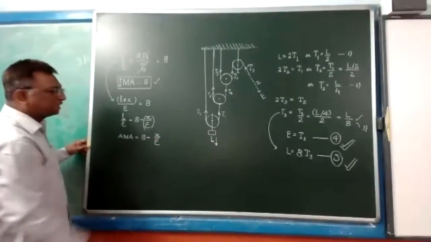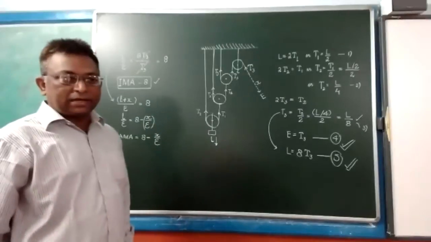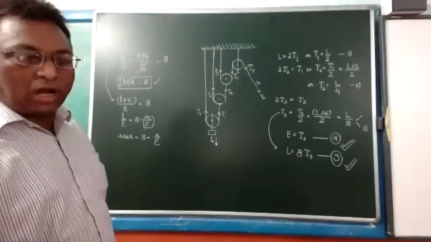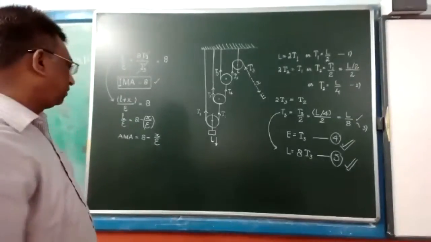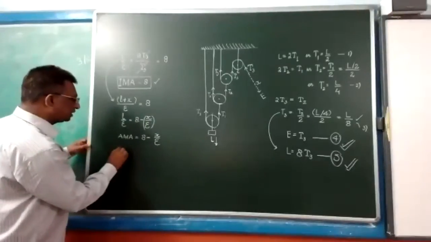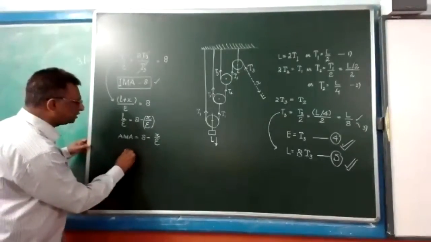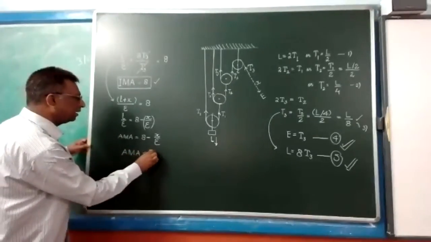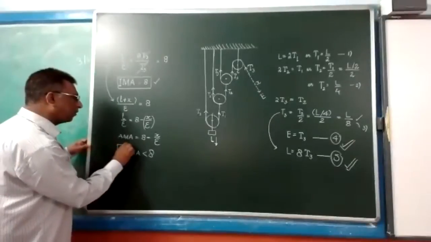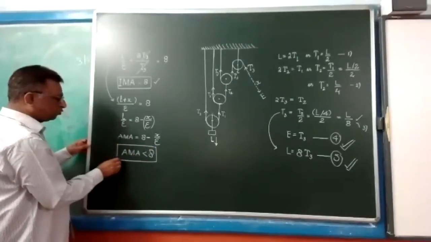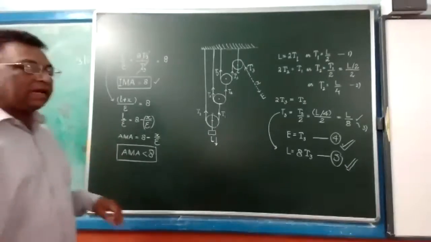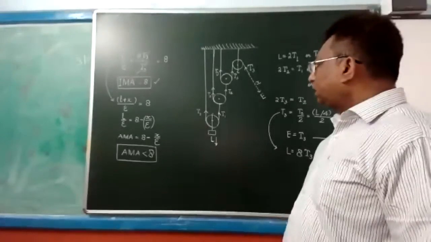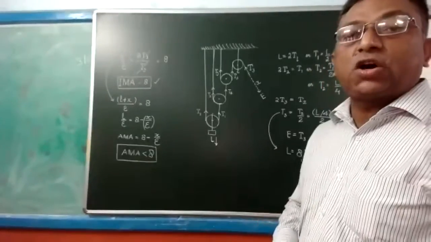What is x? x is the resistance offered by the mobile parts of the machine or pulley. So this implies that AMA is always less than 8. Actual mechanical advantage is less than 8. This is the value of actual mechanical advantage. Now velocity ratio. Here, what is the velocity ratio?